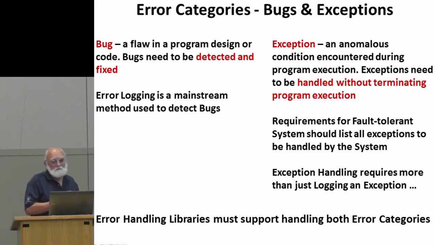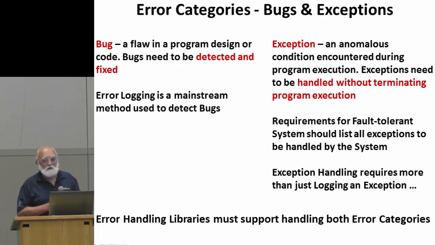Okay. Before we get to the code, one more important thing. There are 2 broad types of errors, bugs and exceptions. Bugs are flaws in our design and code, and bugs need to be detected and fixed. While exceptions are abnormal conditions that are encountered during program execution, and detecting them is not enough. We need also to handle them without terminating the program. So these are 2 very different use cases.